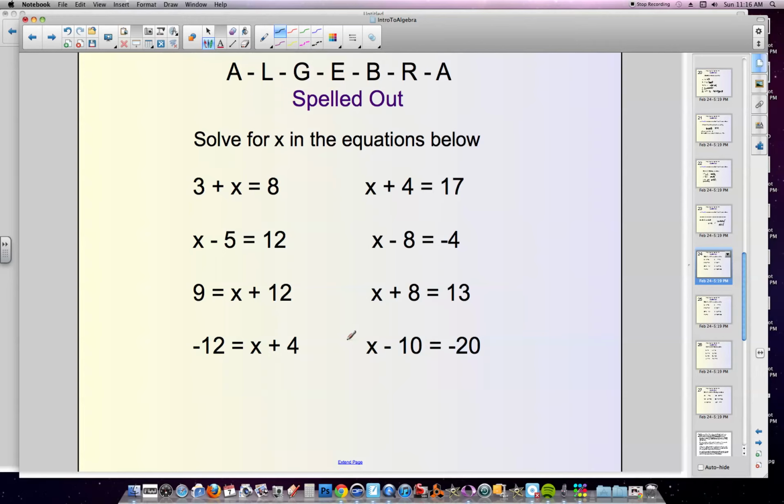Negative 12 is the sum of x and 4. So if I take 4 away from this, then x is negative 16. So I would encourage you to go through and solve these problems.